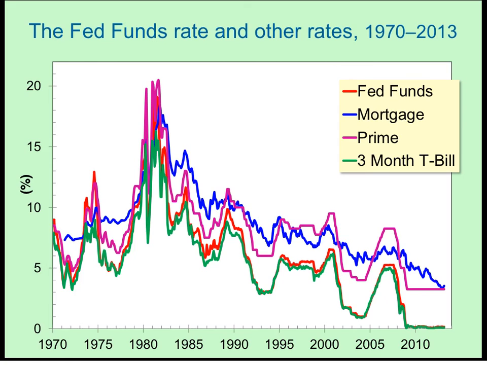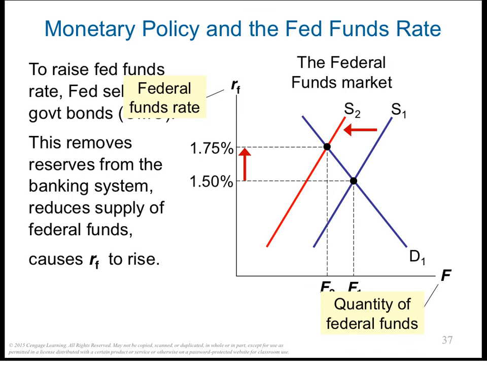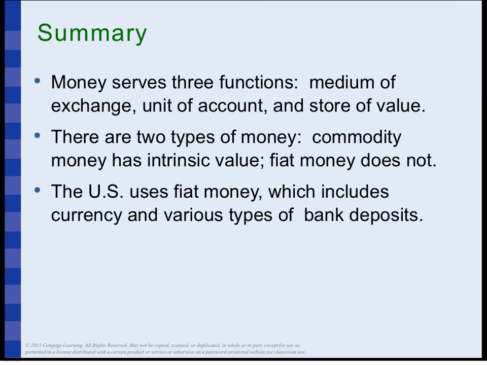In the following slide, you see that when the federal funds rate is changing, the mortgage rate, prime rate, and 3-month T-bill rate all move accordingly. So that's an important tool: the Fed is affecting the interest rate and money supply through the federal funds rate, and this federal funds rate in return affects all other interest rates. Here is how the federal funds rate and monetary policy are related, which I'm not going to talk about a lot. And let's look at the summary.